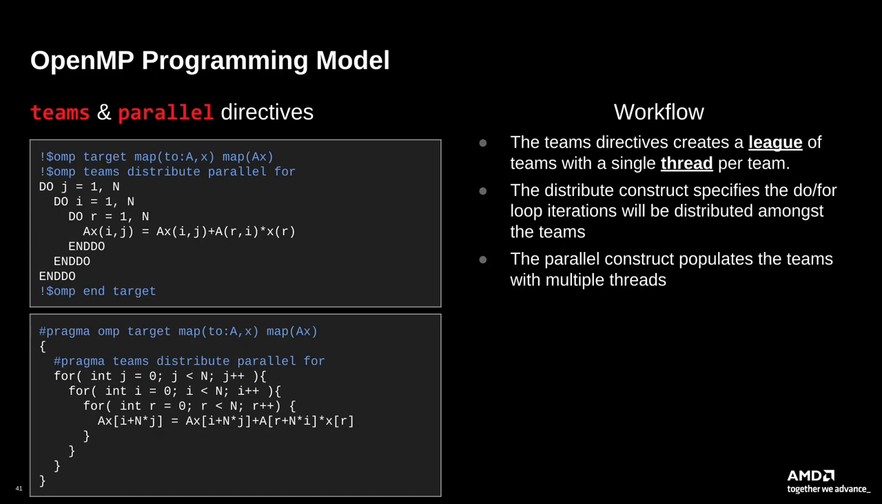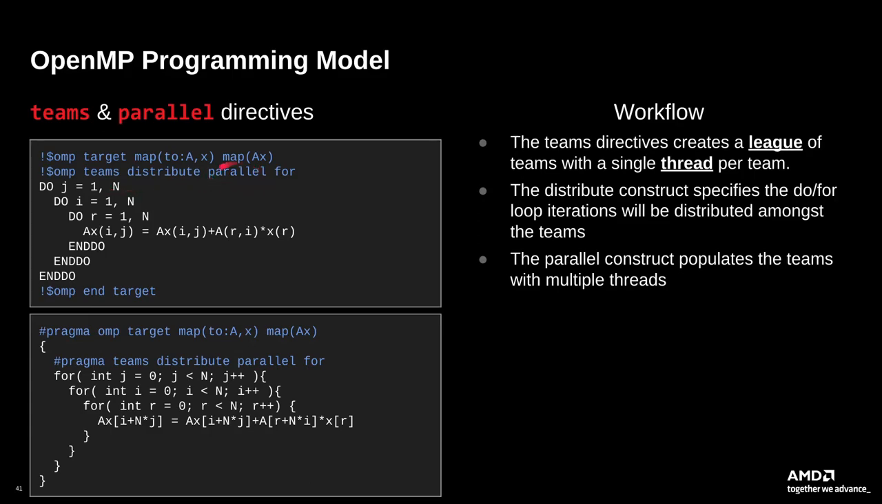The distribute construct is used to specify that the do or for loop iterations are going to be distributed amongst the teams. In this particular case, if we just do teams distribute for, this outermost loop, the J loop, is going to be broken up into equal parts and distributed across those teams to be executed in parallel.